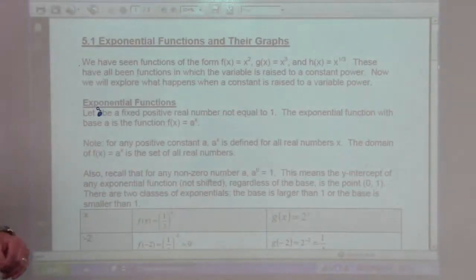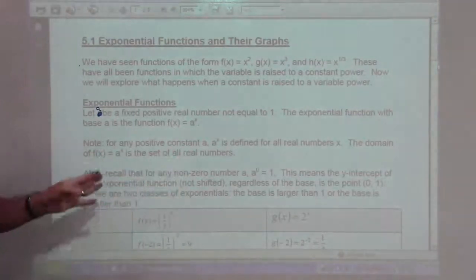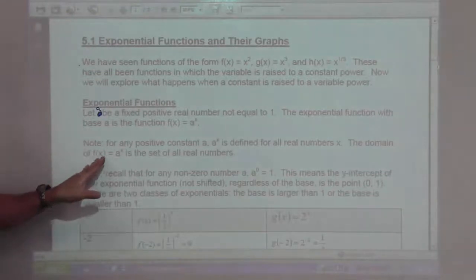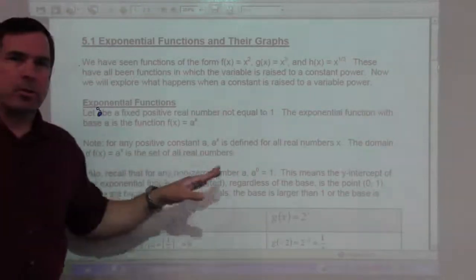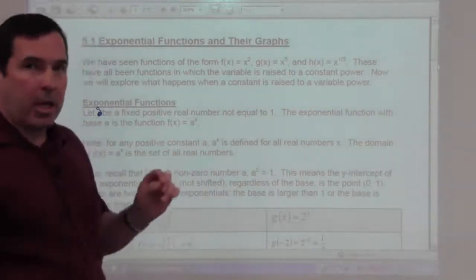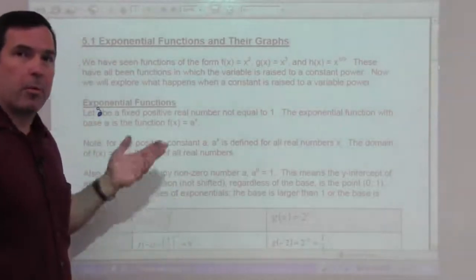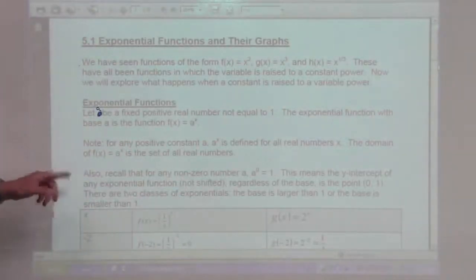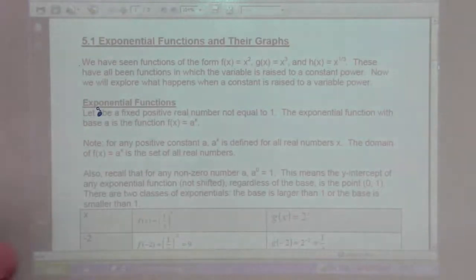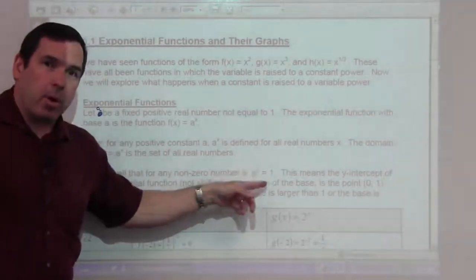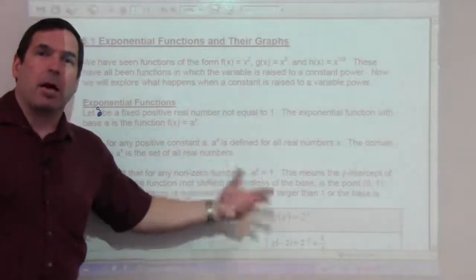Note, for any positive constant a, a to the x is defined for all real numbers of x. The domain of f of x equals a to the x is the set of all real numbers. You can plug anything in. Now the range is not going to be all the real numbers, but the domain will be. Also recall that for any non-zero number, a to the 0 is 1, so 0 can't be a base. A is a positive real number.